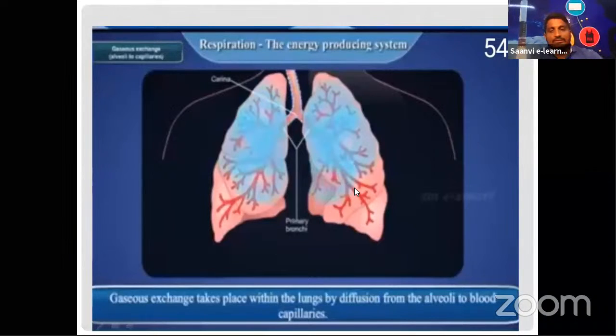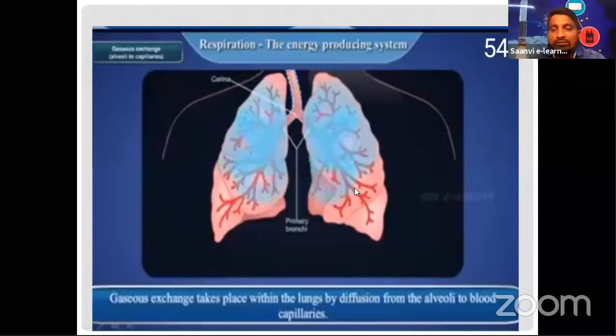See here, we are in the topic of gases exchange. Gases exchange takes place within the lungs by diffusion from the alveoli to blood capillaries. So as we know, gas exchange takes place at the lungs level, within the lungs by the diffusion process.